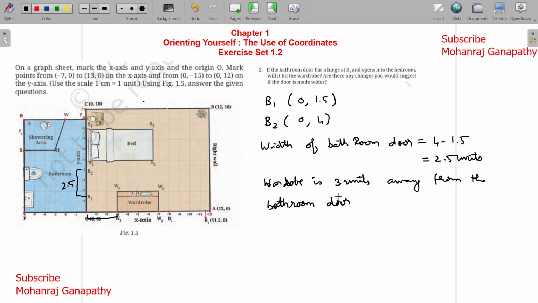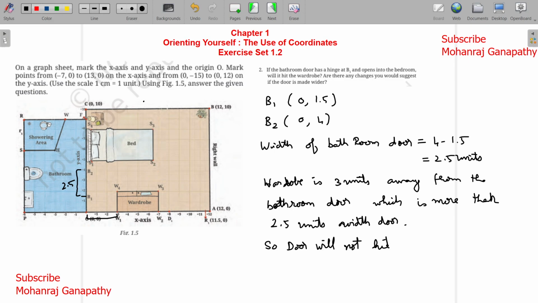Which is enough, which is more than 2.5 units with the door. So the door will not hit the wardrobe.